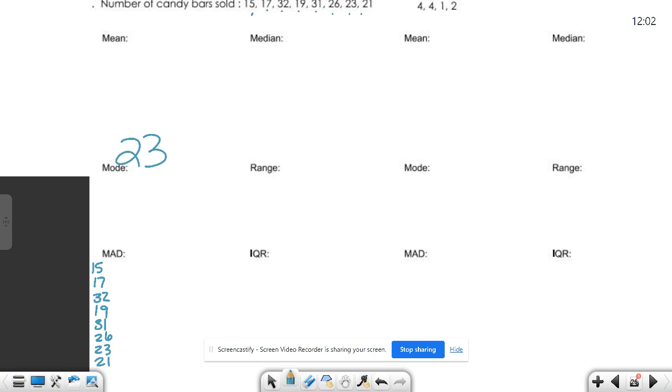So you want to list it up and down like this because what we're about to do is subtract just from that paper. Okay? So we're going to do 15 minus 23, 17 minus 23, 32 minus 23, 19 minus 23, 31 minus 23, 26 minus 23, 23 minus 23, and 21 minus 23. Use your calculator.